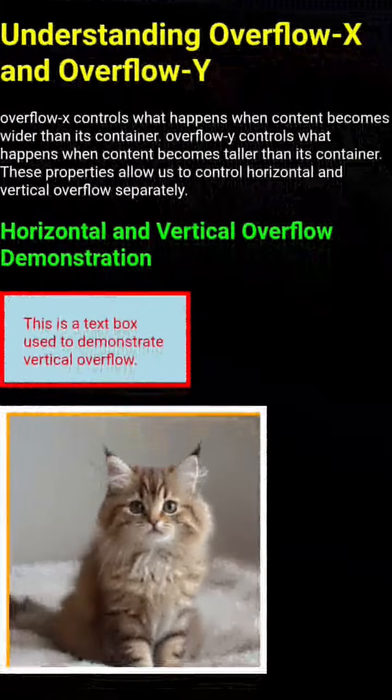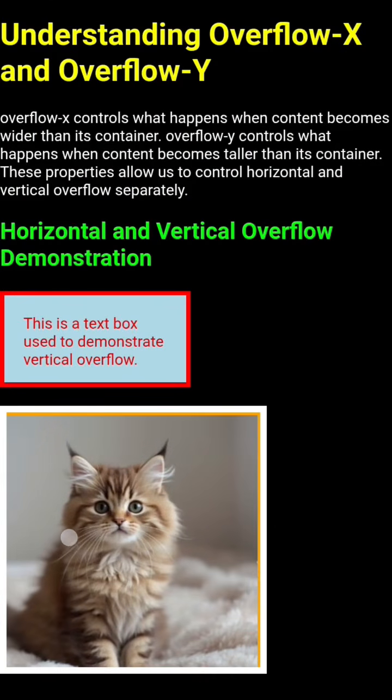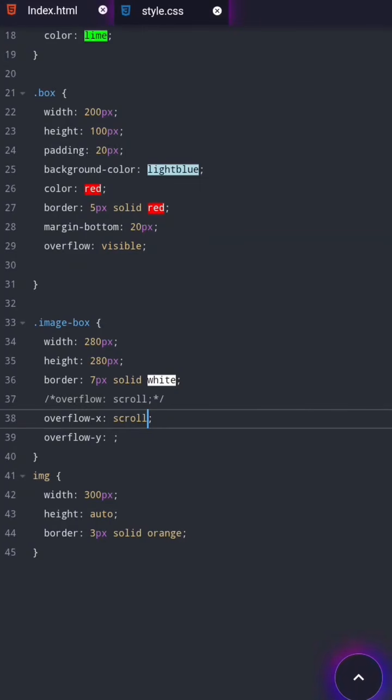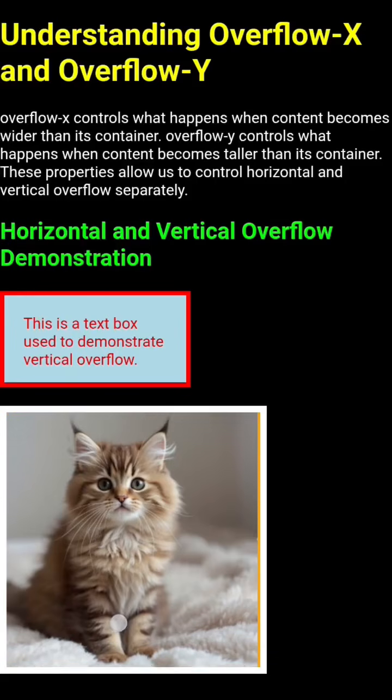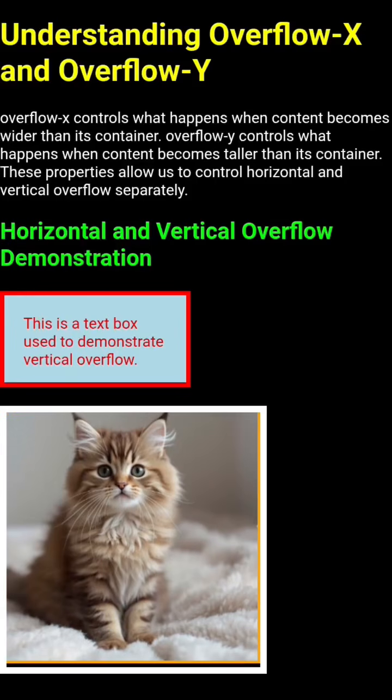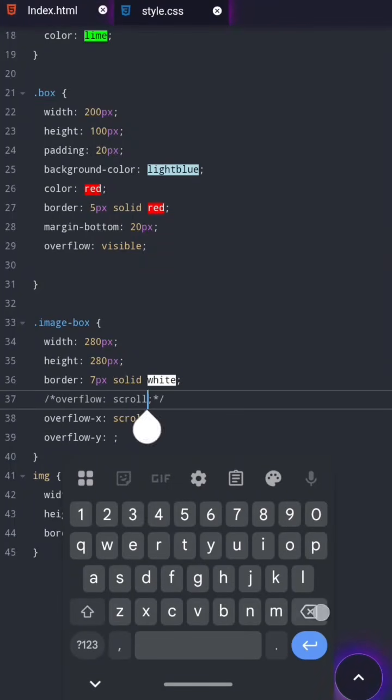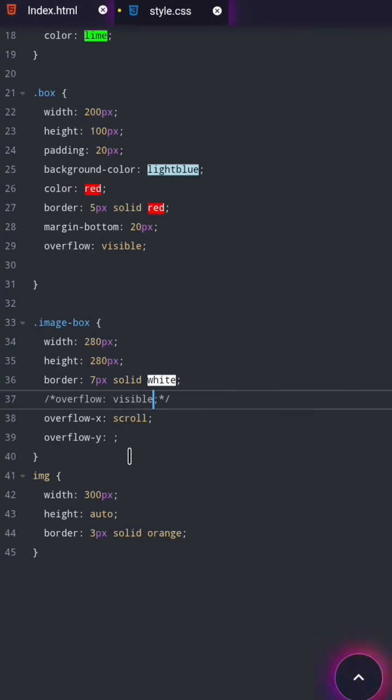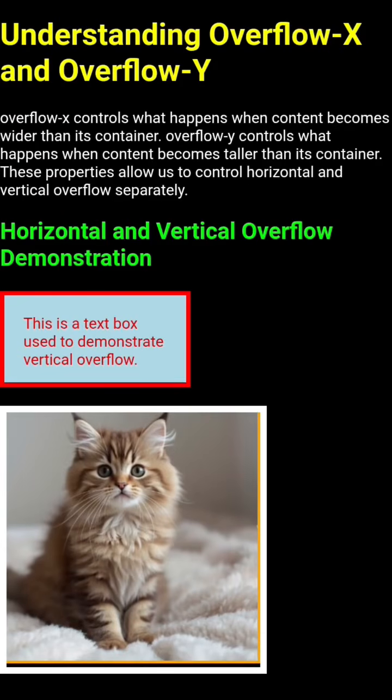But wait, if you look at your screen right now, you might notice a strange trap. Even though we only typed Overflow-X Scroll, a vertical scrolling behavior still appears. Why? By default, the overflow property of an element is visible. But when we start using the separate properties, Overflow-X and Overflow-Y, things behave differently. If you only set one of them and leave the other one blank, the browser may no longer treat the other direction as truly visible. Instead, it may behave like auto. And that can introduce scrolling behavior that you were not expecting.